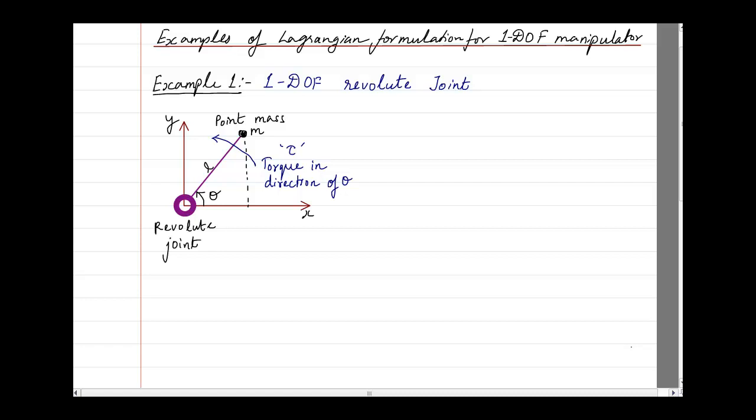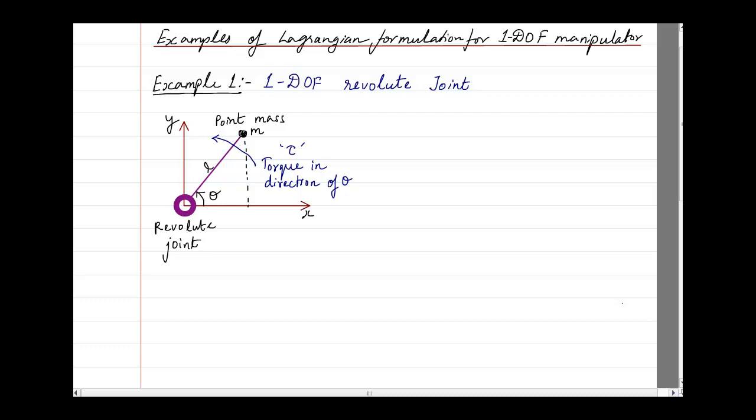Hello students. Next, let us look at some of the examples of Lagrangian formulation for 1 degree of freedom manipulator. DOF means degree of freedom. 1 degree of freedom manipulator means we are talking about just one link attached to one joint, that will give only 1 degree of freedom.